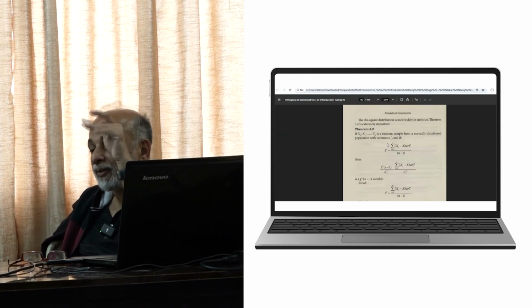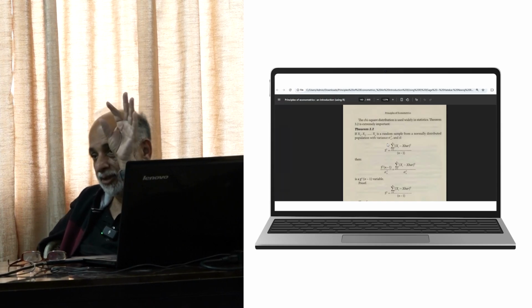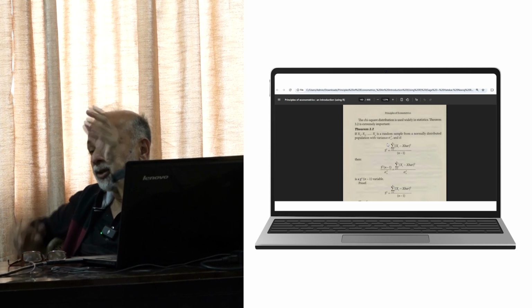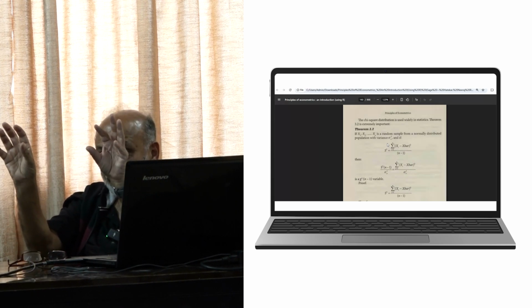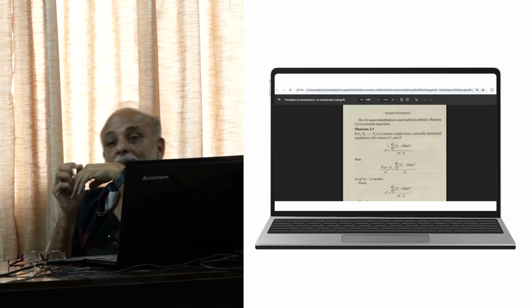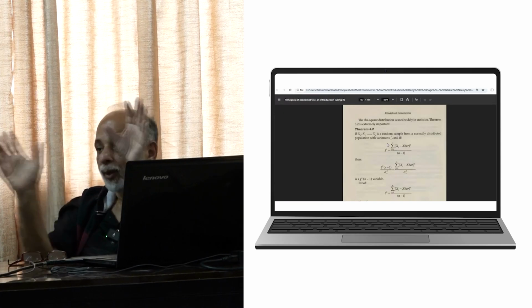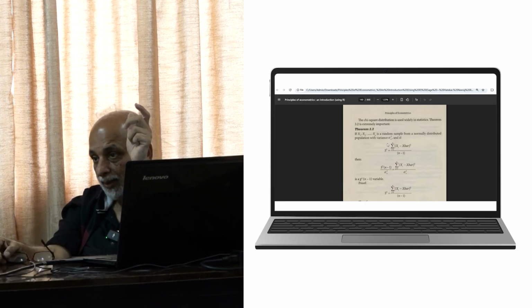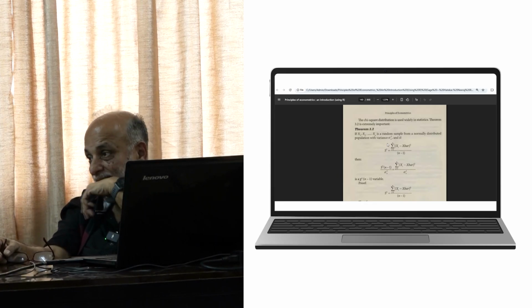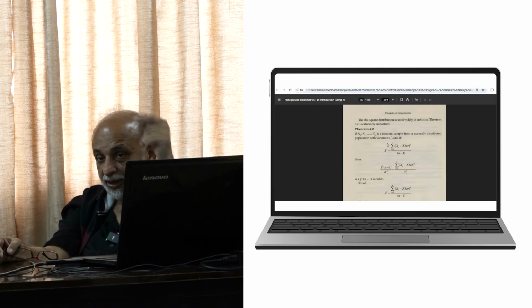What is the degrees of freedom? If you add n independent standard normal squares, you get a chi-square distribution with n degrees of freedom. So the number of independent standard normal squares that you add together is the degrees of freedom. This theorem is very important. It is the foundation of why chi-square tests are used.